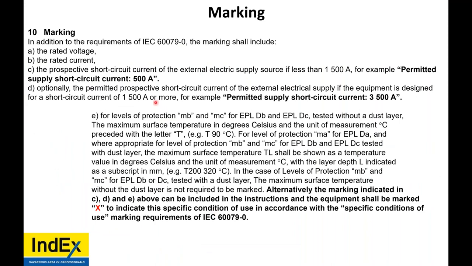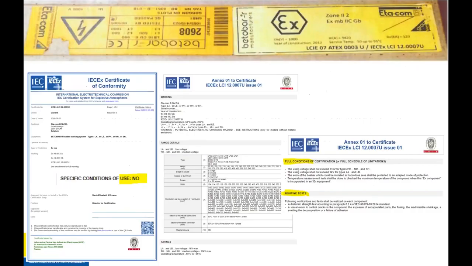So if you go back here, it shall be marked on the equipment, alternatively on the certificate. Oh, and included in the instructions. Where do you find instructions? Well, the manufacturer's instructions. Certificate, IOMs, then the standard.